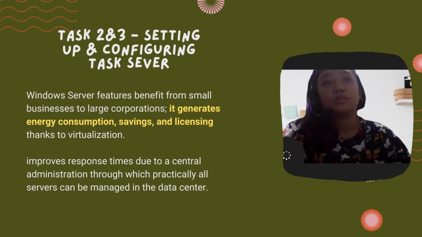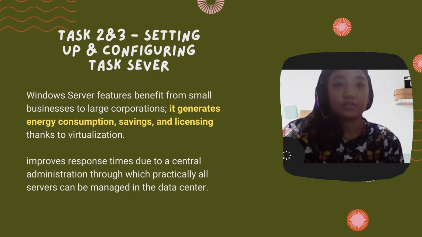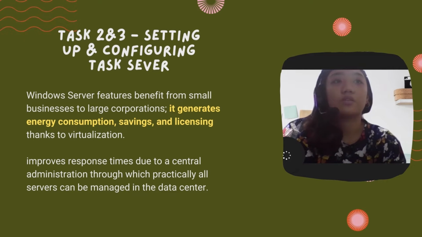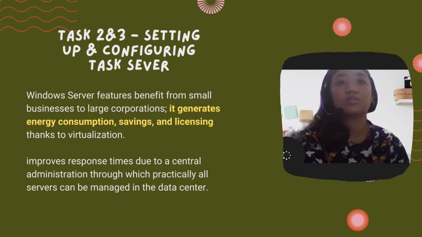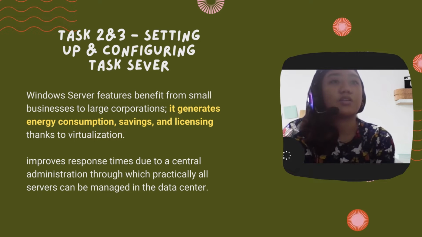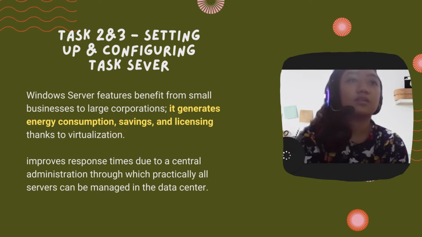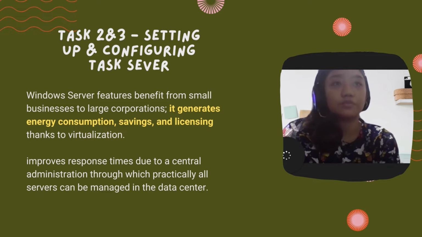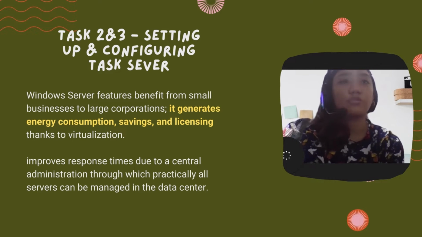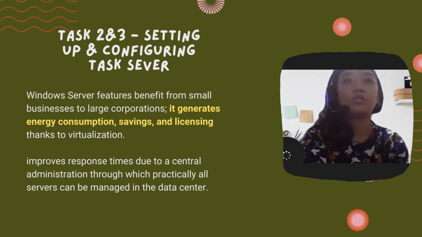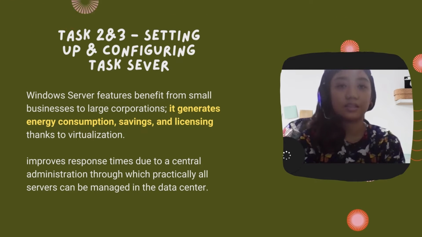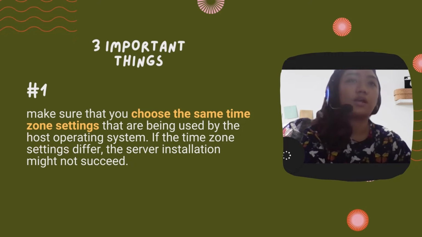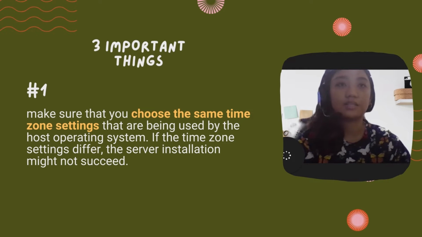For task 2, we set up and configure the server. So the importance of a Windows server is that Windows Server features benefit everyone from small businesses to large corporations. It generates energy consumption savings and licensing savings thanks to virtualization. Also, it improves response time due to a central administration through which practically all services can be managed in a data center. So there are 3 things that I learned while setting up and configuring the server.